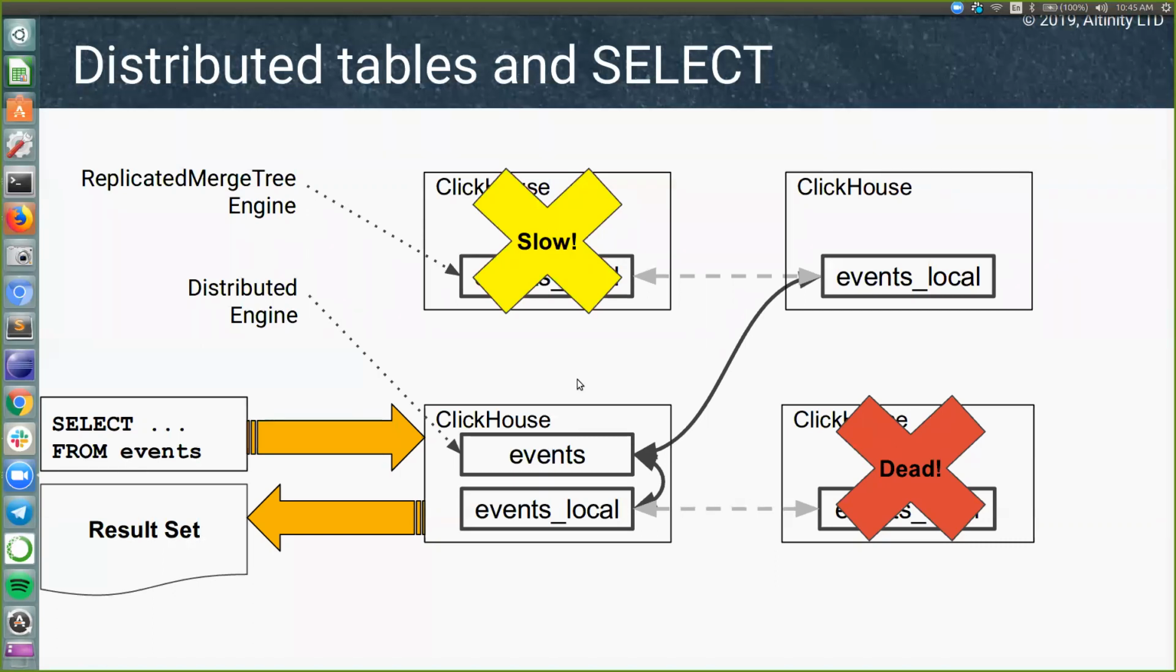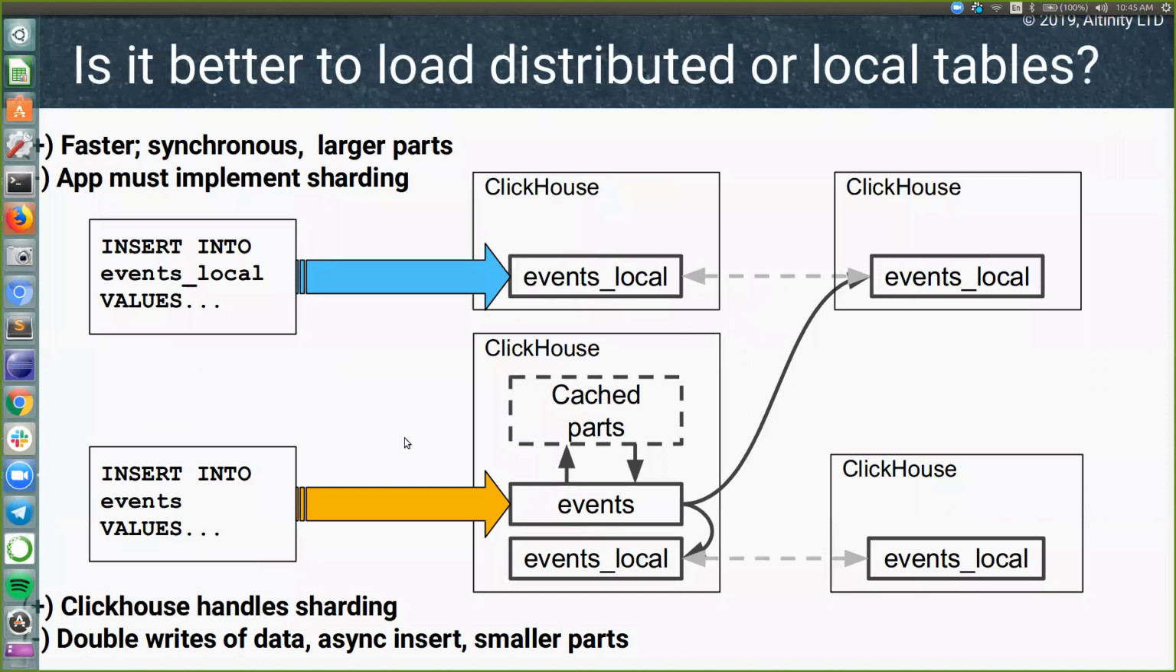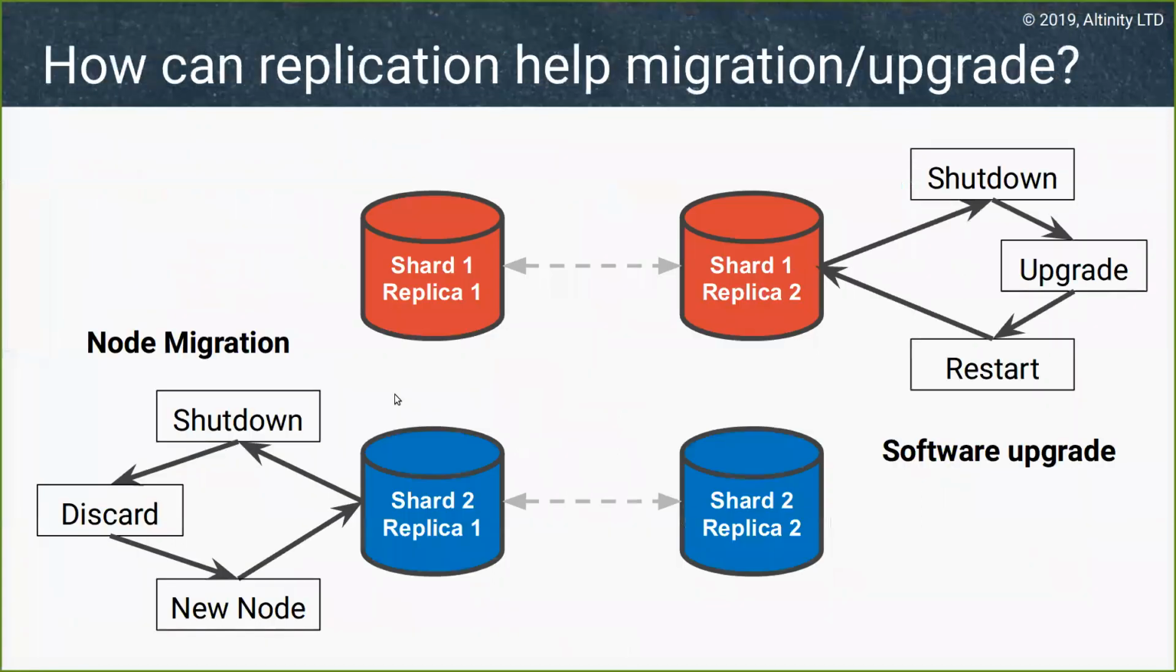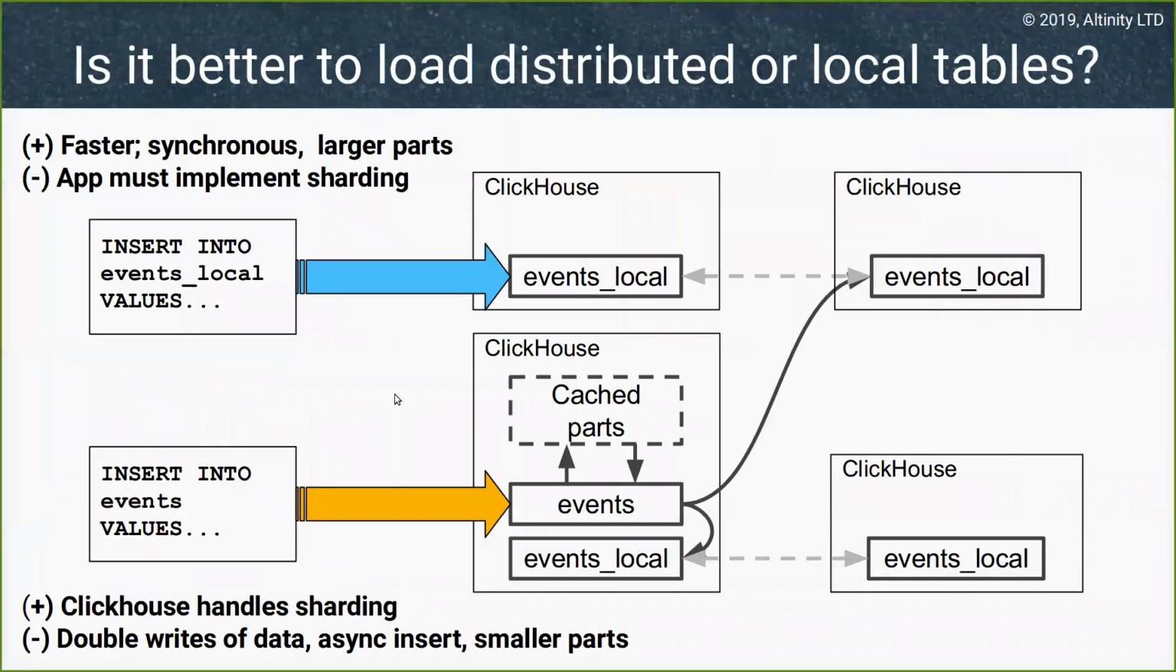So that's distributed tables. One question that commonly comes up is, is it better to load through distributed or local tables? And there's trade-offs here. This picture shows the basic trade-offs. Clickhouse doesn't care. You can insert wherever you want. If you go through the distributed table, Clickhouse is going to handle the sharding for you. It's automatically going to break up the data. It means your application doesn't have to know how it's split up, so you encapsulate that knowledge.